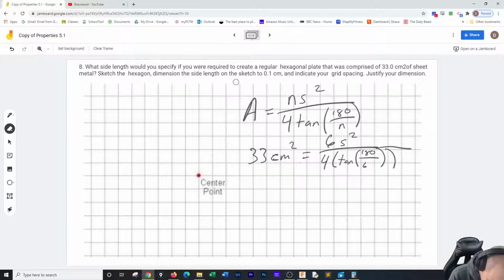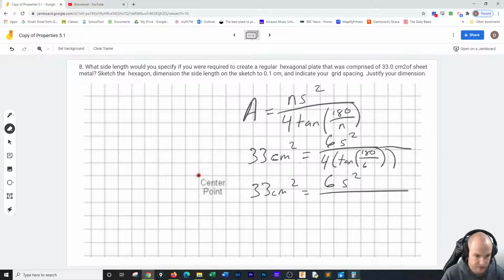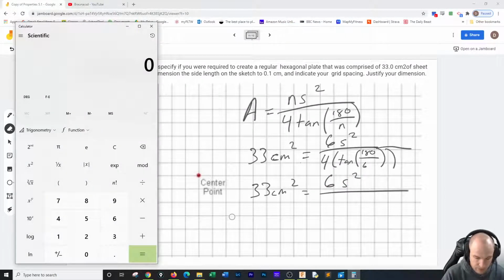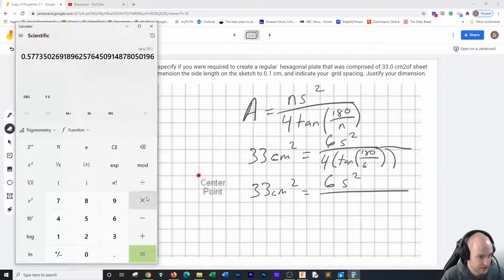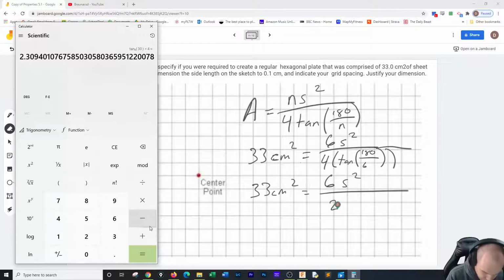So breaking this down slightly further, 33 centimeters squared equals 6 side squared. And then if I do all the math on the bottom there, I'm going to do the tangent first. So 30 tangent I got to do on this calculator times 4 is going to give me 2.3094. And I'm actually going to hit my memory button on my calculator because I'm going to bring that back in a second.